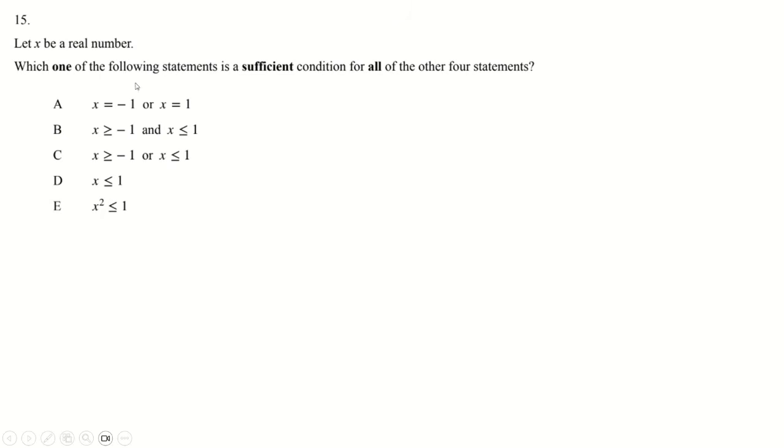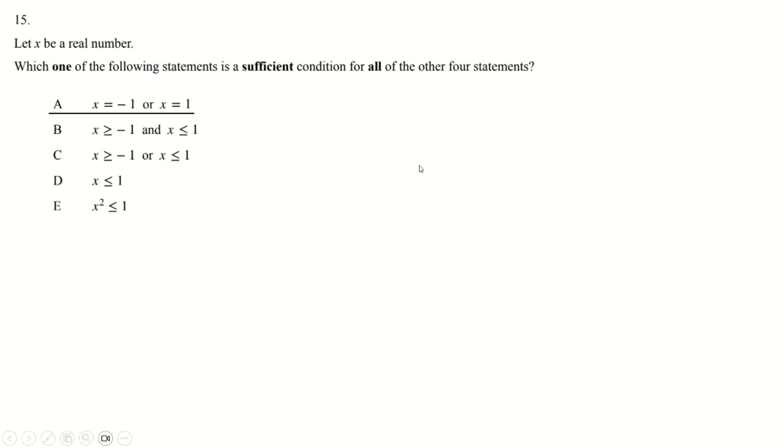Question 15. So which one of the statements is sufficient for all of the other 4? So I just went through these in order and said, well, okay, if x was minus 1 or x was 1, this would be true because x is bigger or equal to minus 1, because if it's minus 1, or x is less than or equal to 0 because it's 1. This is also true just for the same reason, because you could have either. This is true because in either of these cases you're less than or equal to 1. And this is true because in neither of these cases, you're still less than or equal to 1 when squared because you are 1.